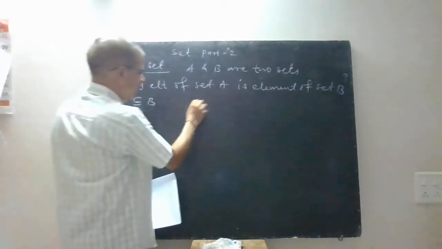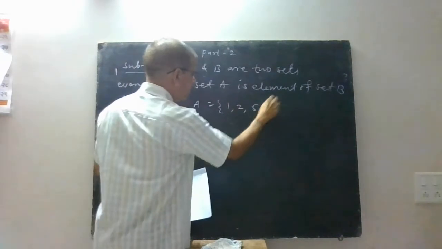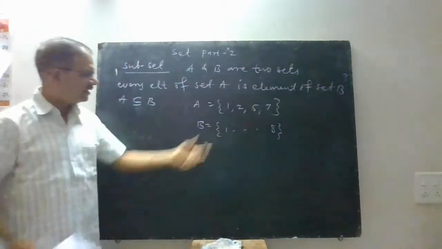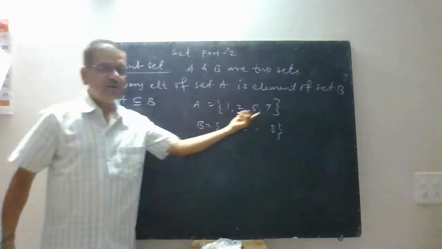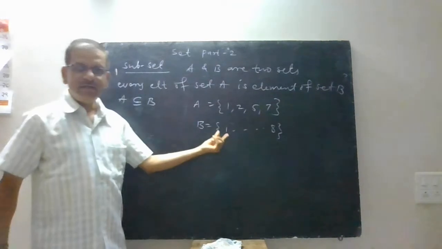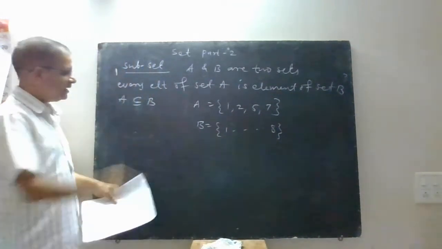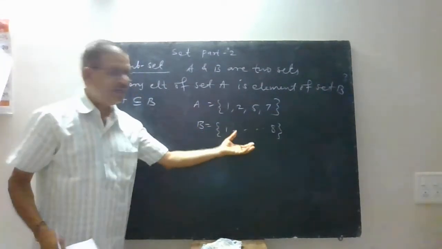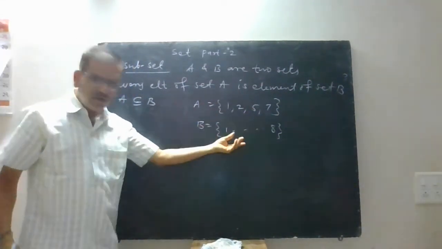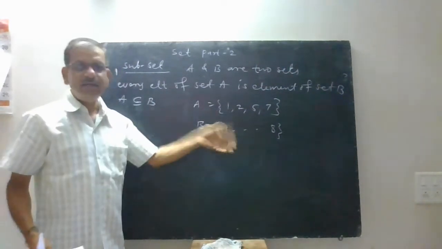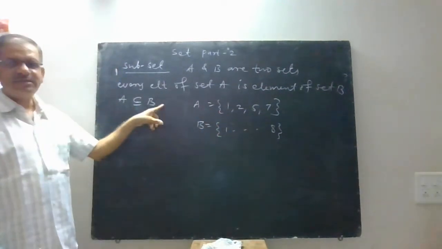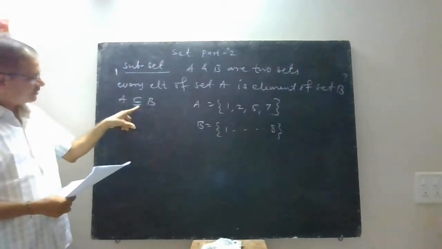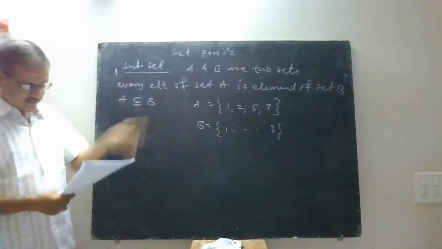For example, suppose A is 1, 2, 5, 7 and B is 1, 2, 8. Then clearly you can say that elements 1, 2, 5 and 7 are in A as well as they are elements of set B. So here you can say that A is a subset of B. Subset means few elements of B are in A or all elements of B are in A. In any case we say A is a subset of B. You write down this subset relation like that, A subset B.